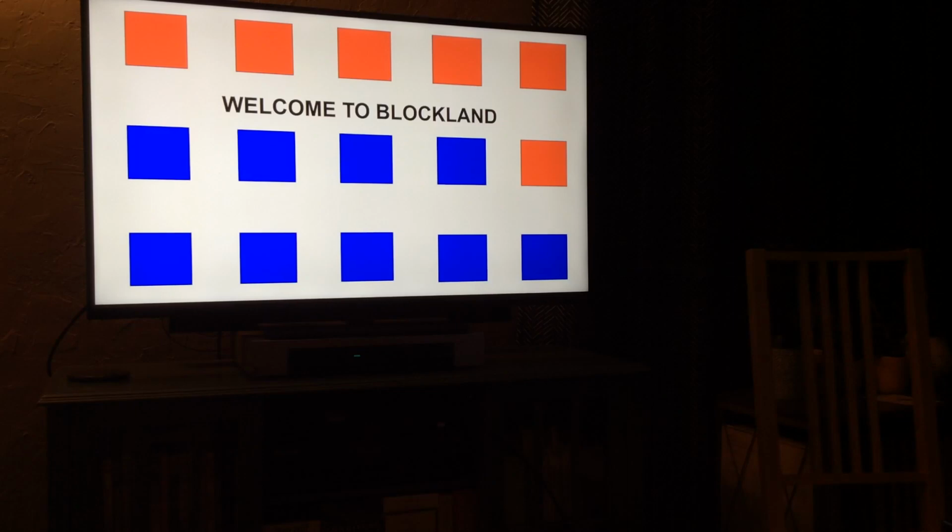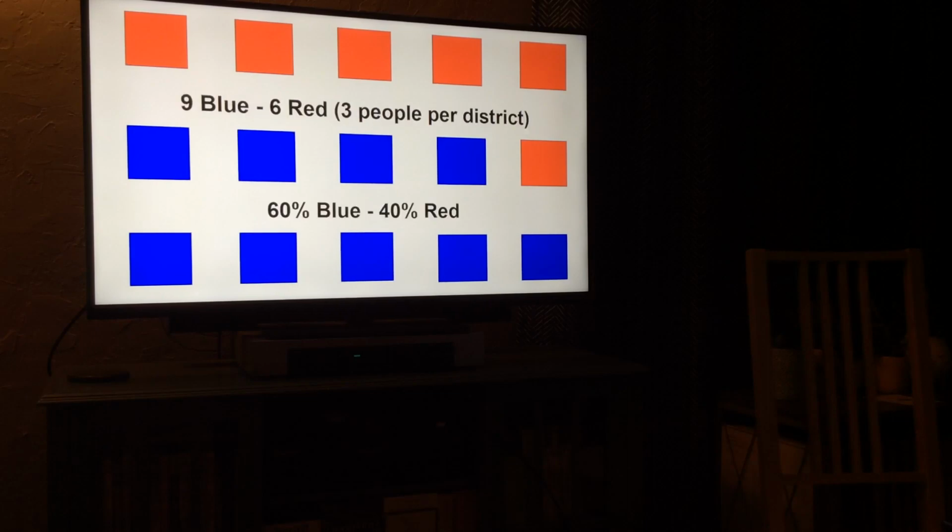So welcome to Blockland. And as you can see, Blockland is populated by 15 people, or if you prefer to think of them as blocks, by 15 blocks. And these 15 people are very predictable in how they vote. The blue people, the blue blocks, always vote for the blue party. They are blue loyalists, true blue voters. Whereas the red blocks always vote for the red party. They are red fanatics. They always vote for the red party.